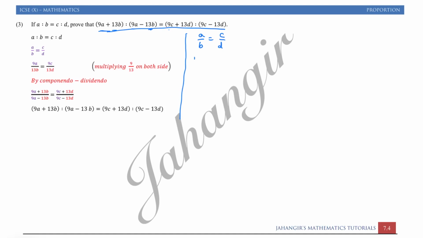So here what I will do, I will multiply 9 by 13 on both sides. So if I multiply 9 by 13, I will get 9a by 13b is equal to 9c by 13d. Now, as you see in the answer, you have to always keep an eye on the answer. What we want is 9a plus 13b, which means numerator plus denominator. So we will write it by componendo dividendo.